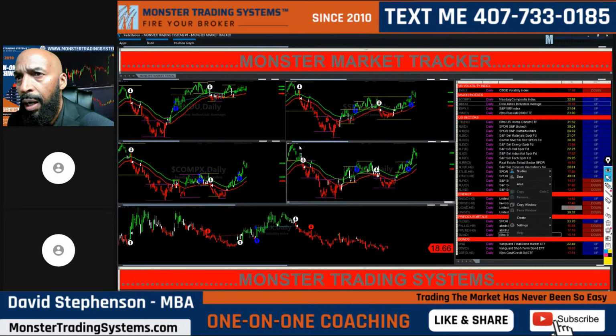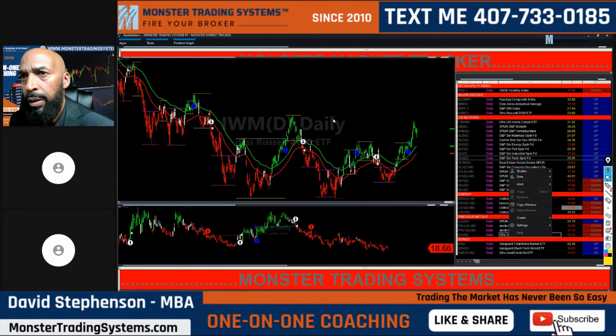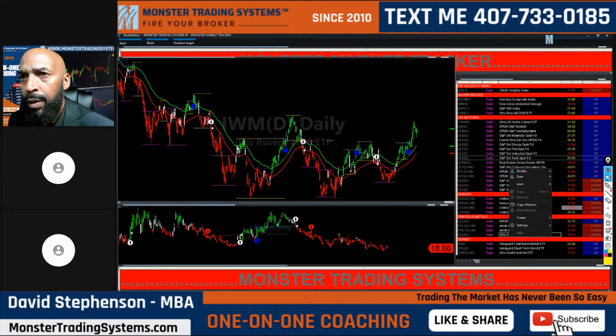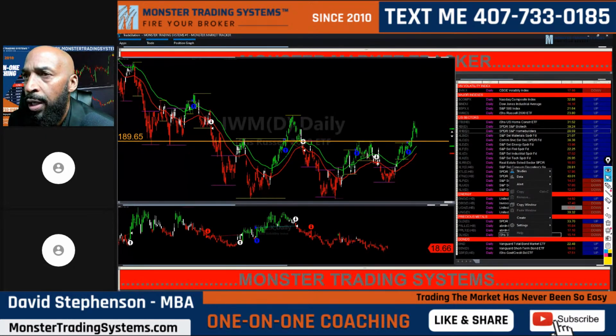And then the Russell. Here is the Russell. Nice resistance here. This is where it failed before, and so far it's holding. We need it to continue up the markup phase and continue to move higher.